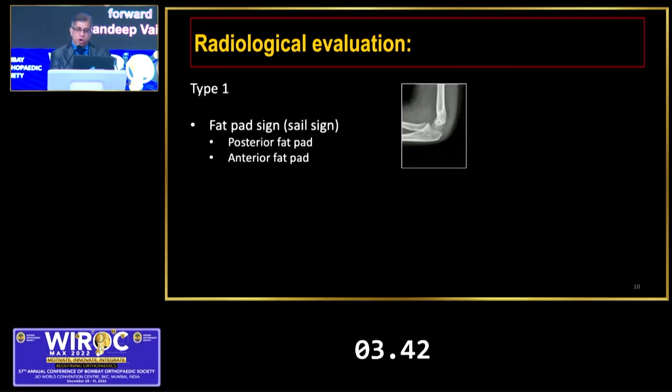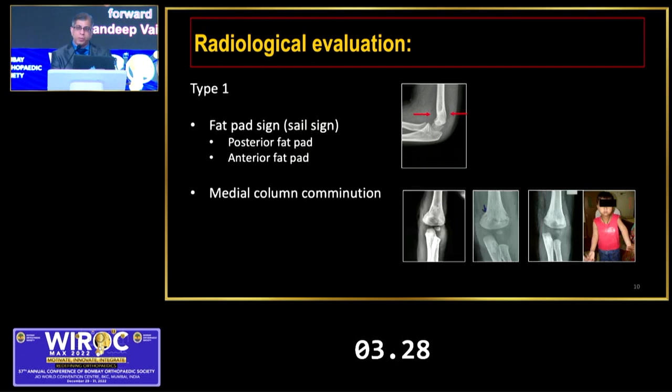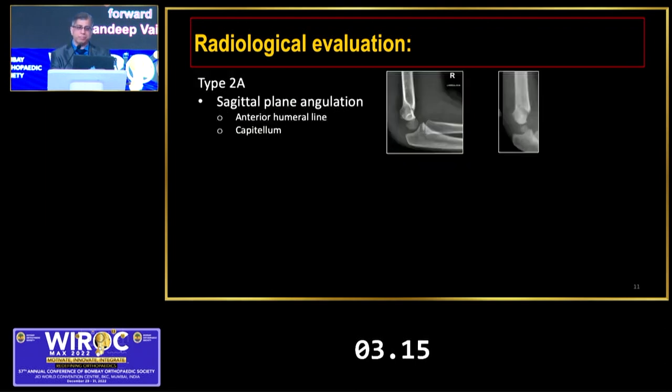Then coming to radiological evaluation. So type 1 fractures, many times the fracture line is not visible on day 1 of injury, and in such cases you have to rely on elevation of anterior and posterior fat pads. Additionally, in type 1 fractures, you have to be careful to look for medial column comminution. In this rare situation, the fracture can drift into varus due to collapse of the medial column later on. Therefore, these fractures should be stabilized with K-wires.